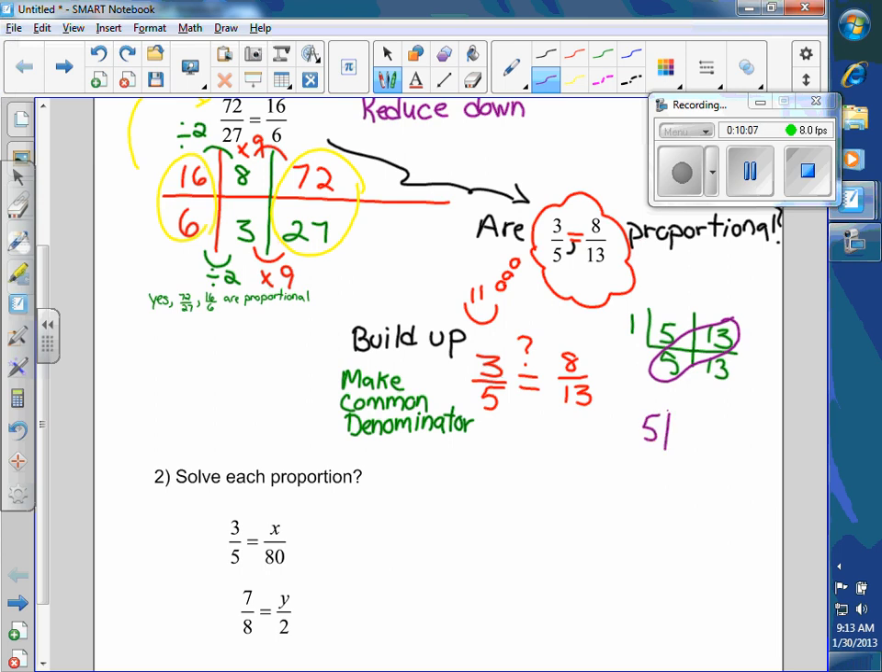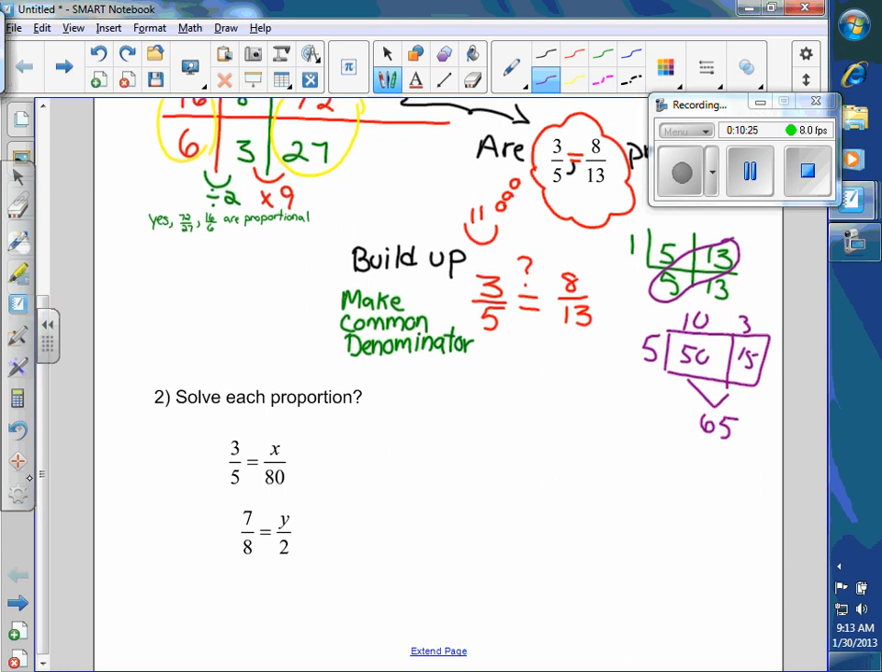Remember, you can do that with an area model. 65. There you go. 5 times 10 is 50. 5 times 3 is 15. So the answer would be 65. Do you understand that? Can you guys see what I'm doing here? So I would have to build this up with a common denominator, just like when we added fractions.